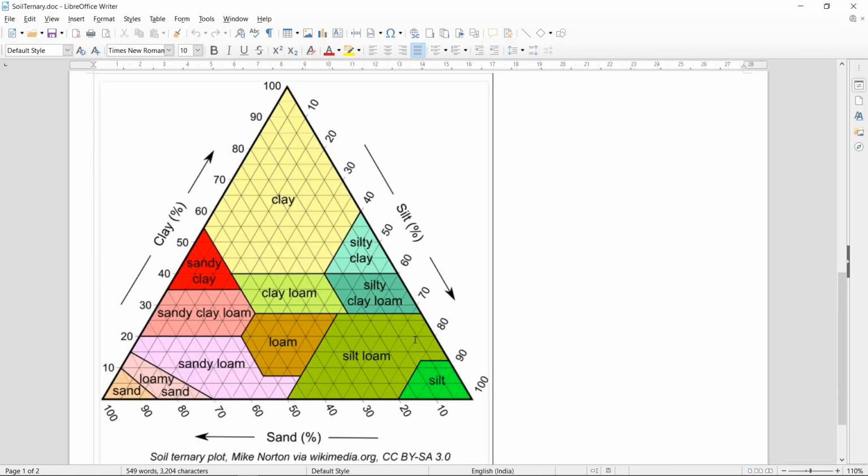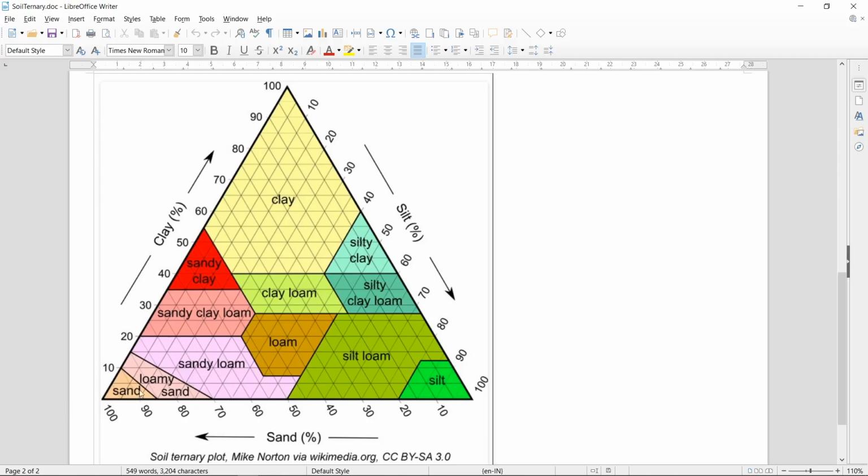So let's first go and see a ternary diagram. This is the ternary diagram. It has 3 axes: sand on the x-axis or the horizontal axis. Going clockwise, the next axis represents clay percentage, and the third axis represents the silt percentage. Here the sand percentage increases from 0 to 100% as we move clockwise. Same for clay, 0 to 100%, and same for silt, 0 to 100%.